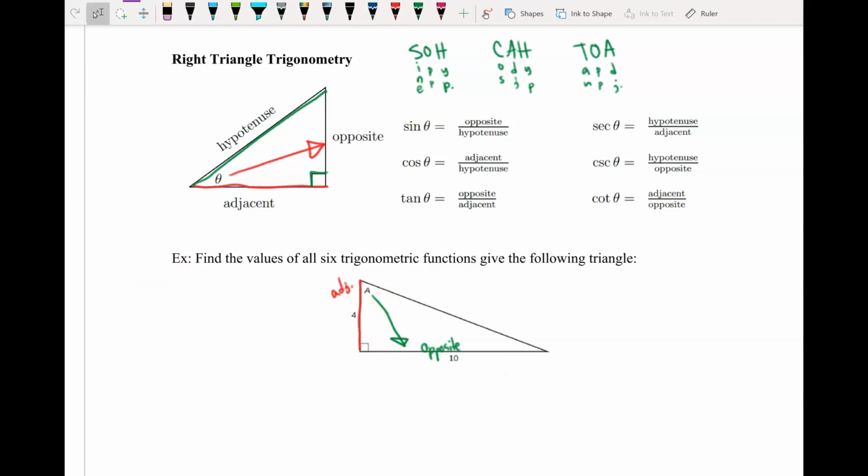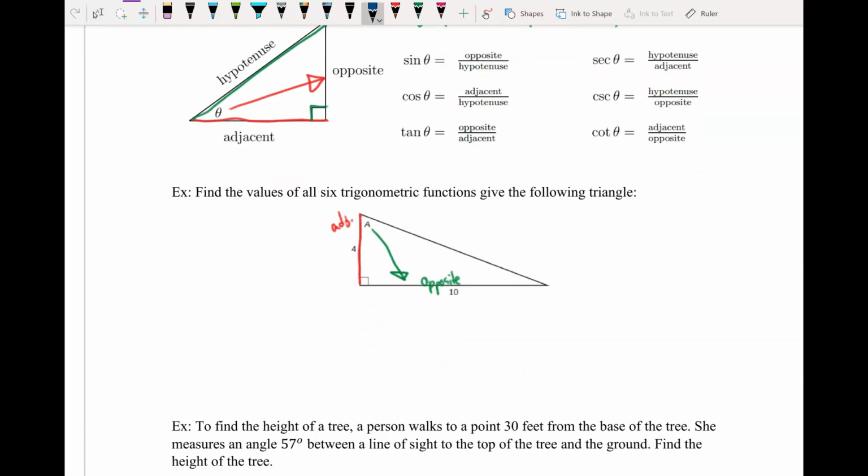So we can just use the Pythagorean Theorem here to figure out what the C value would be. So C squared equals A squared plus B squared. So we're going to get C squared equals 116. Okay, and we're going to take the square root. Notice that we're only going to take the positive one because it'll just make sense for a triangle to have positive lengths. So this should be 2 square root of 29.